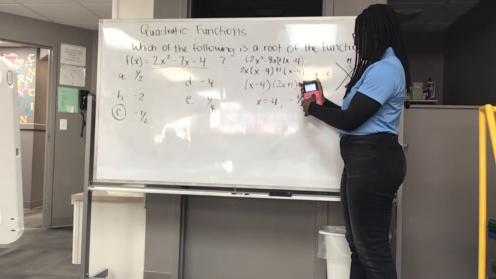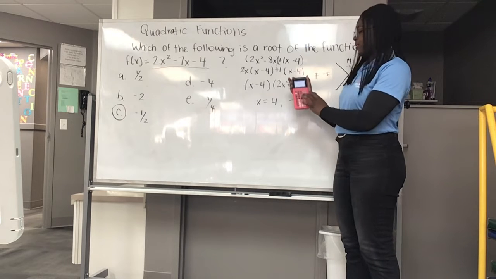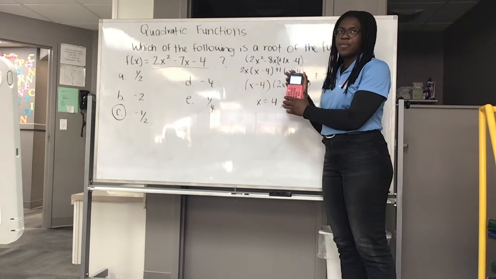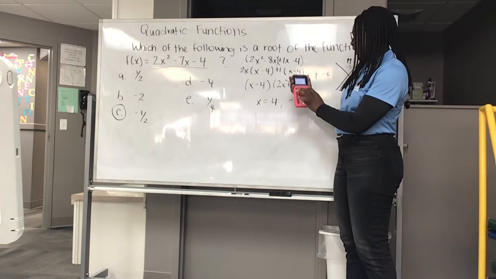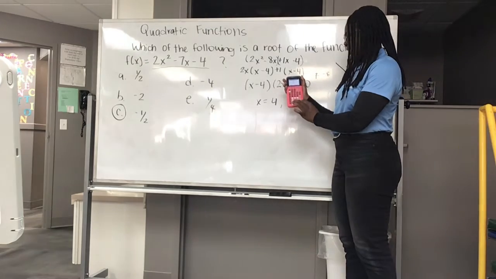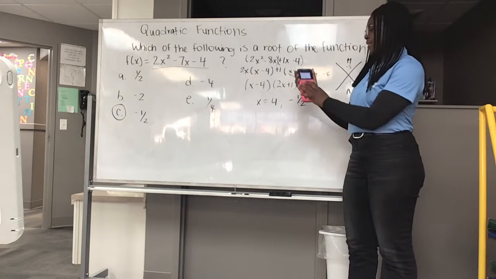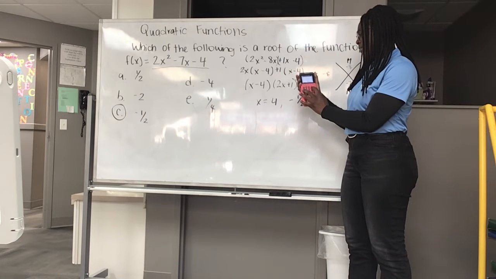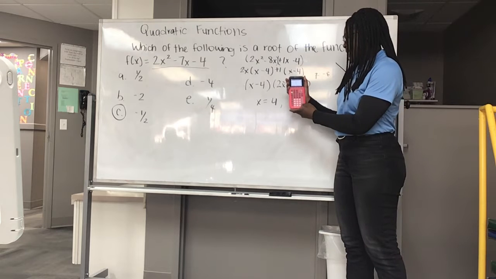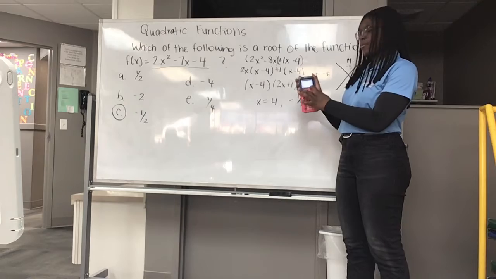So I'm going to go all the way to the left of my parabola, and then press enter. And then next down at the bottom, it says right bound. So I'm going to go to the right side of my 0 on the parabola, and press enter. And now it says guess. So I'm going to get as close to where it crosses the x-axis as possible. And then press enter, and it'll tell you x equals -0.5, y equals 0.